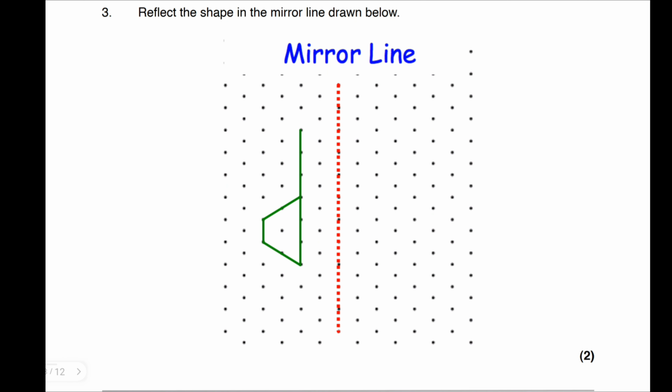Question 3 also. I can see this red dot is 2 steps away from the mirror line. So I will do the same thing here by drawing the same 2 steps away from the mirror line. So I will go the opposite way. I will go up 1 point and I will join it back.